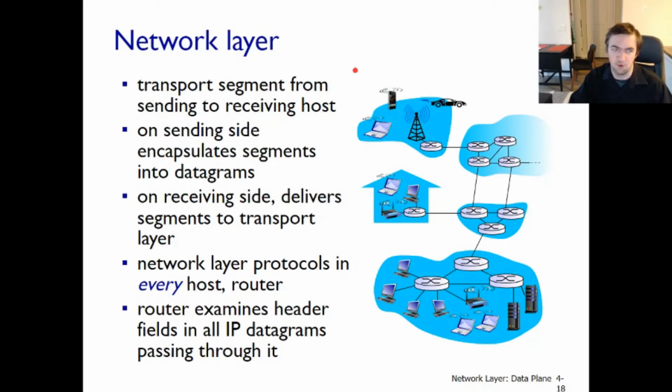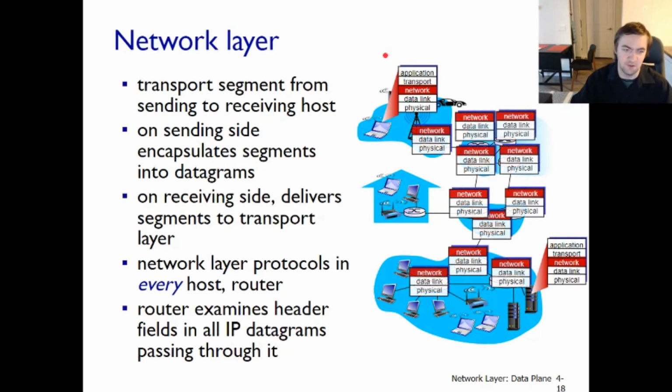So how does the network layer work? Well, the network layer transports segments from the sender to the receiver. It encapsulates these segments into datagrams. The terminology here can get a little bit finicky. We were calling UDP segments datagrams as well. So for this, we're specifically referring to IP datagrams as what the network layer is packaging and sending along the way. On the receiving side, the network layer delivers the segments that it receives to the transport layer, which then, of course, delivers it to the application layer. Every host and every router is going to have the network layer involved with it, and the routers are going to examine header fields in these IP datagrams as they pass through.